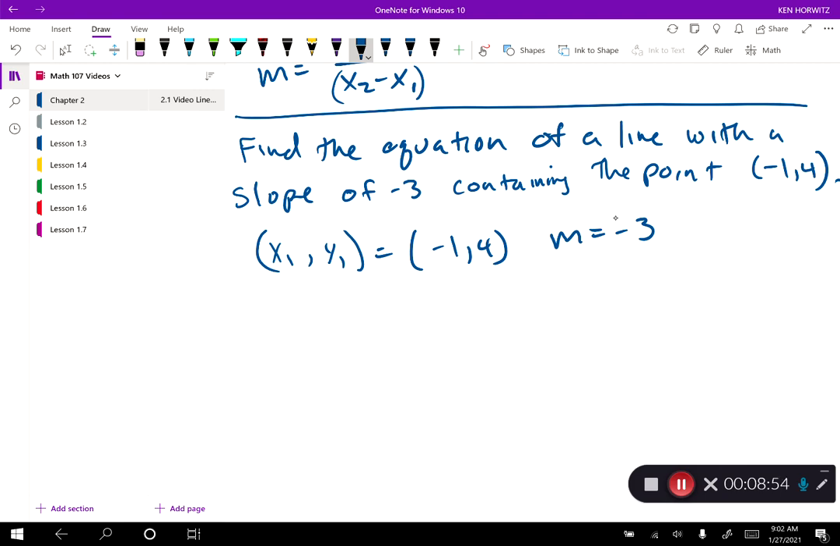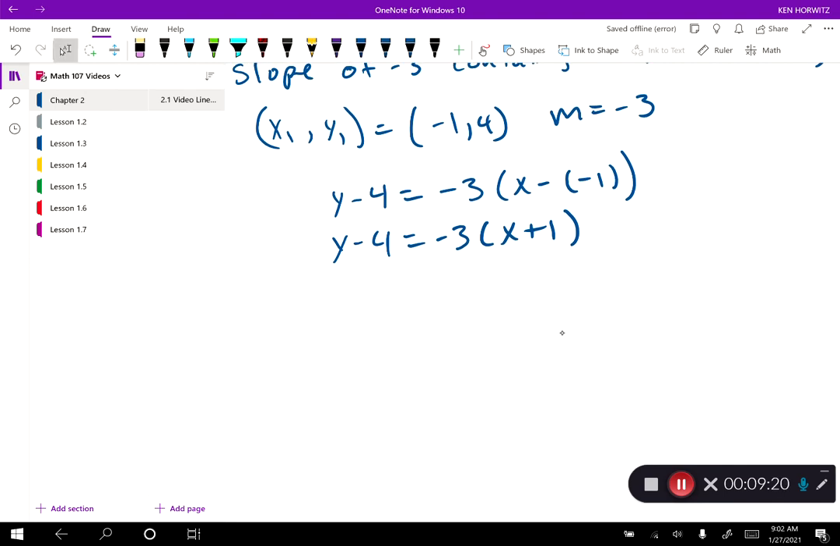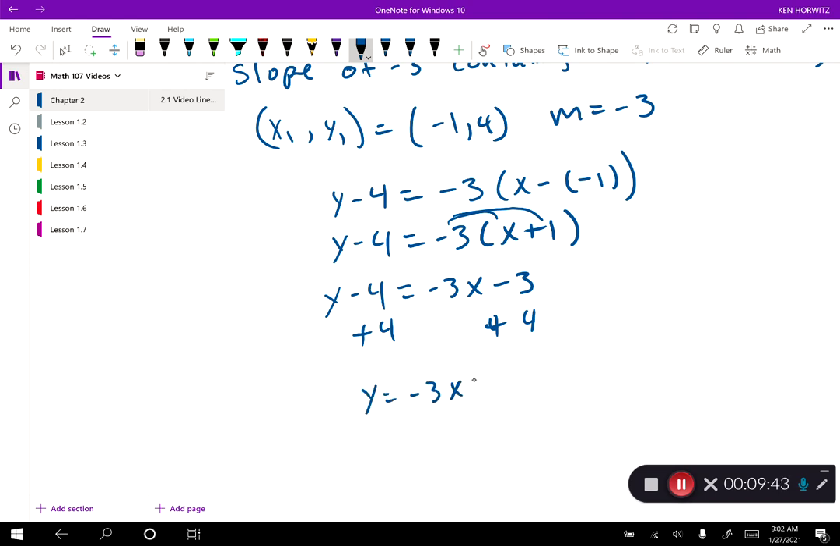So I wind up substituting into my point slope form. I get y minus 4 equals -3 times x minus -1. Now I'm separating those out to show you that I'm putting x minus -1. But you can simplify it right away to be like that. Now, I usually like to put my final answer in slope-intercept form, meaning solve it for y equals. So I'm going to distribute and say y minus 4 equals -3x minus 3, and then add 4 to both sides and get y equals -3x plus 1. And that's the way most folks are going to like to see it.